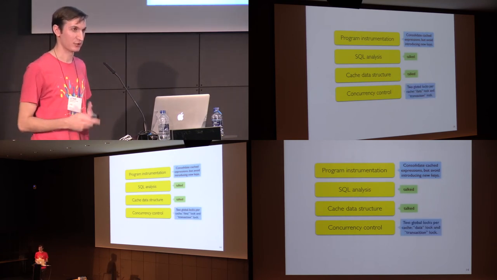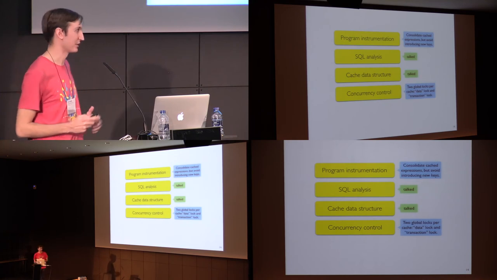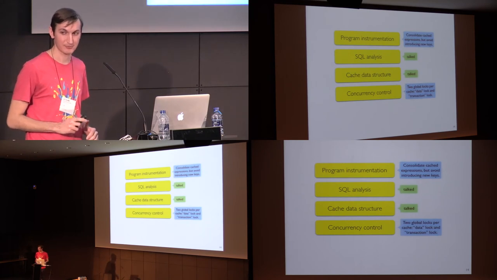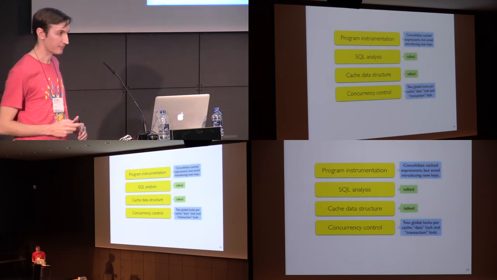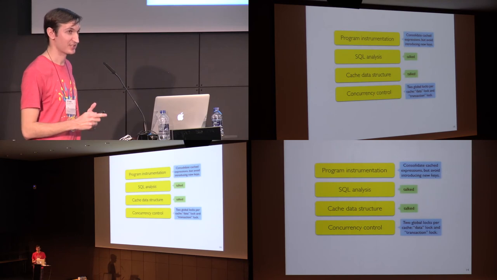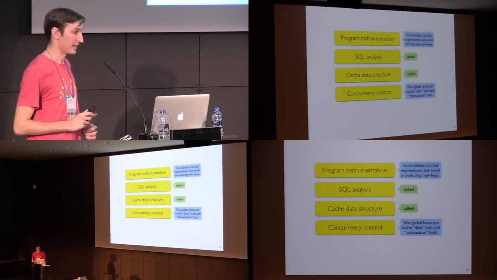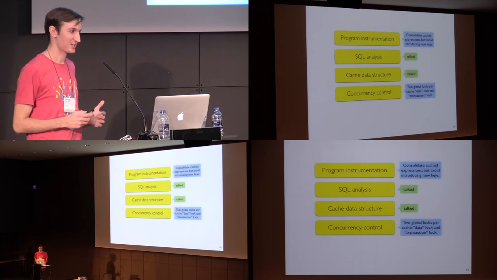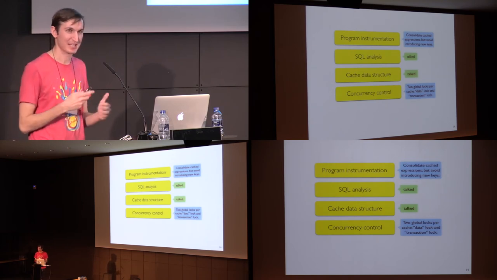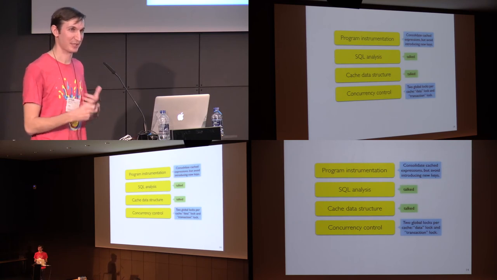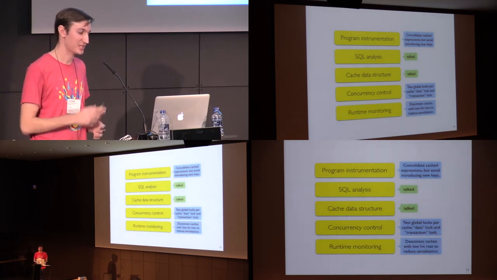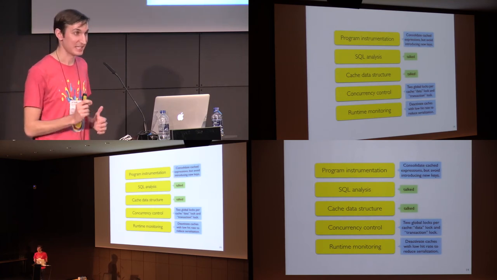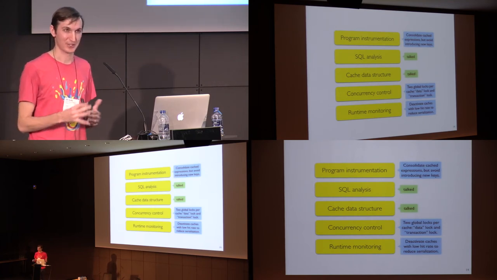For concurrency control, right now we have a two-lock scheme that you can read more about in the paper. One thing about our concurrency control right now is that it has a lot of serialization during updates. So caches that have a lot of updating but not that many cache hits end up slowing the program down more than they speed it up. So we also have a little bit of runtime monitoring to detect that and deactivate caches that are not pulling their weight.